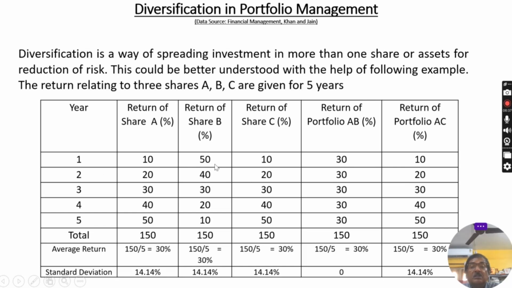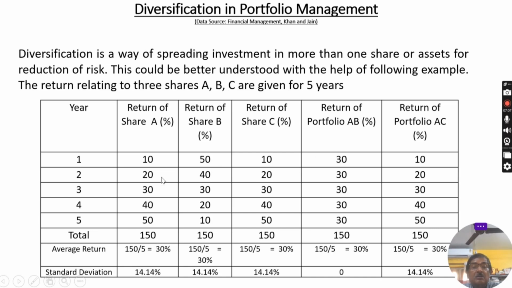First year return: half of this return, that is half of 10 means 5%, and B is 50%, half of it is 25%. 5 plus 25 is 30%. You can calculate it in this way: half into 10, that means the weightage is half, that's why half into 10 plus half into 50 is equal to 30%.